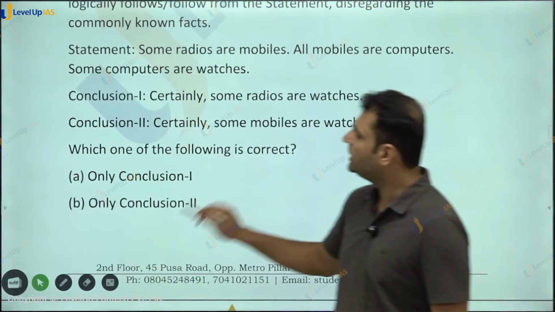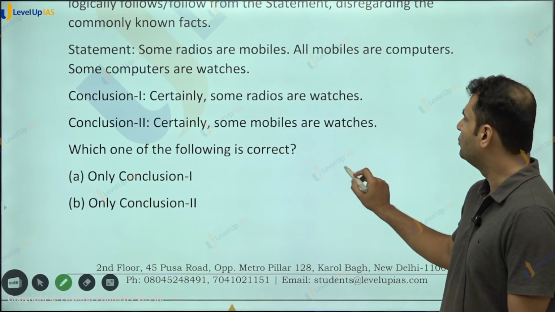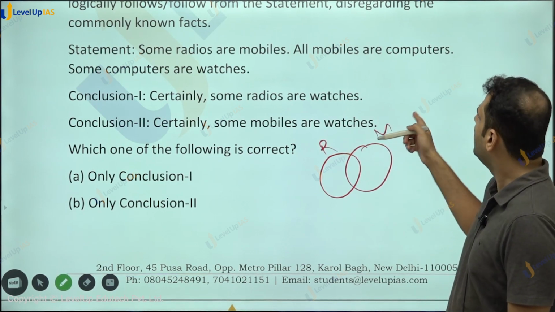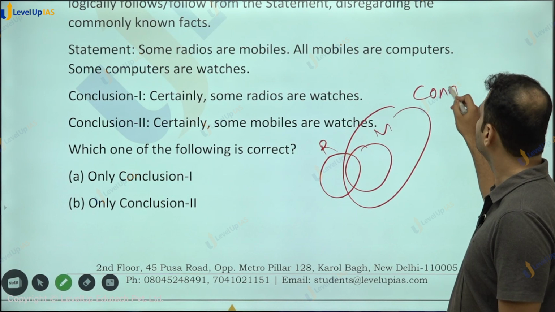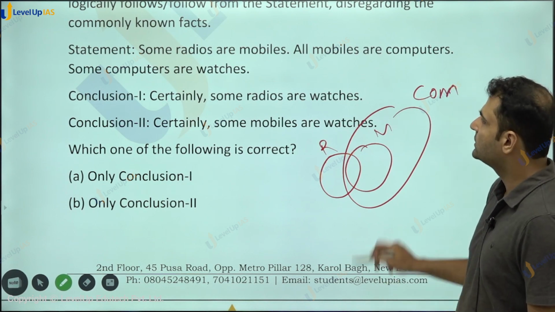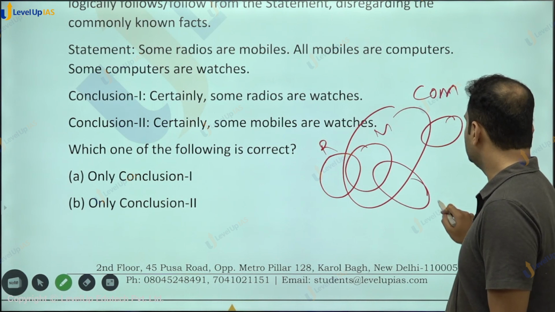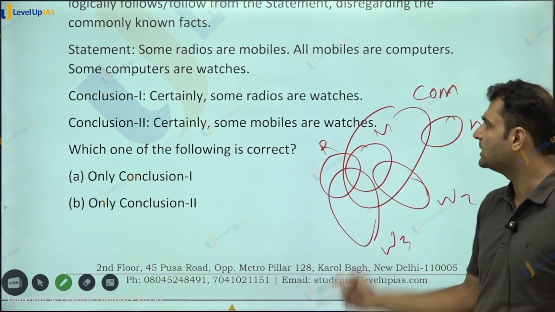Again, these are all repeated questions based on the same thing. Some radios are mobiles. All mobiles are computers. And some computers are watches. So watches can be like this, like this, like this, anything. So there are certain different cases.